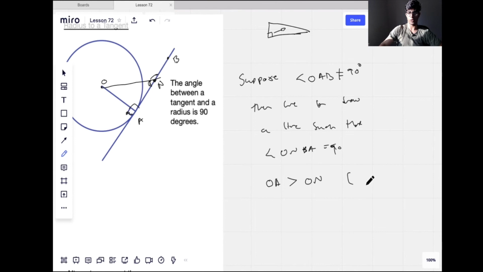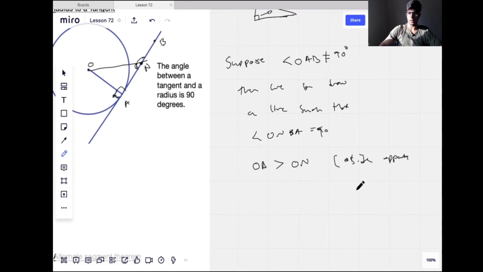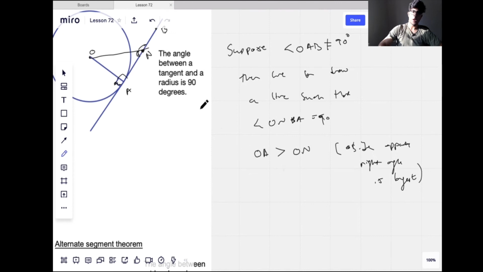And we can say that something like the side opposite the right angle is longest. So OA must be greater than ON. If we think about another point, say E here, we know OE is the radius. So OE is equal to OA.